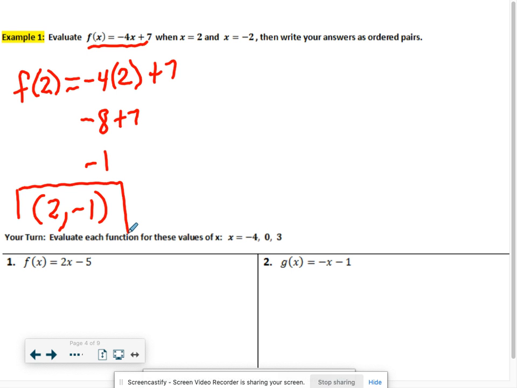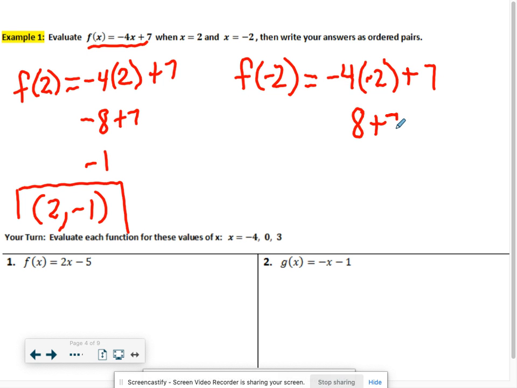Okay, now let's plug in -2. -4 times -2 is 8. 8 plus 7 gives me 15. So again, if we write that as an ordered pair, we plugged in -2, we got out 15.